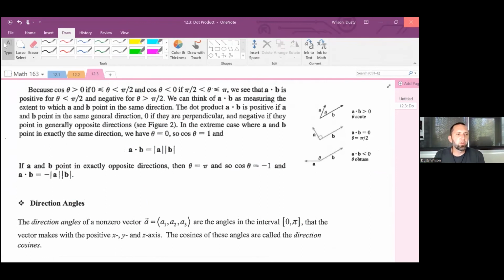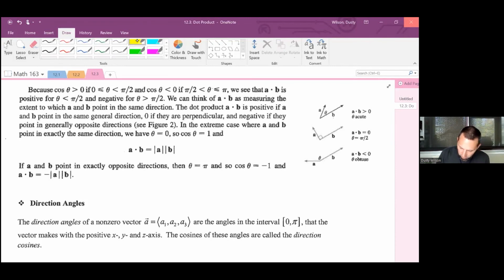Because the cosine of theta is greater than 0 if theta is between 0 and pi over 2, and the cosine of theta is negative if theta is between pi over 2 and pi, we see that the dot product is positive for thetas less than pi over 2 and negative for theta greater than pi over 2. That is, we can think of A dot B as measuring the extent to which A and B point in the same direction. The dot product A dot B is positive if A and B point in the same general direction, 0 if they're perpendicular, and negative if they point in exactly the opposite direction.